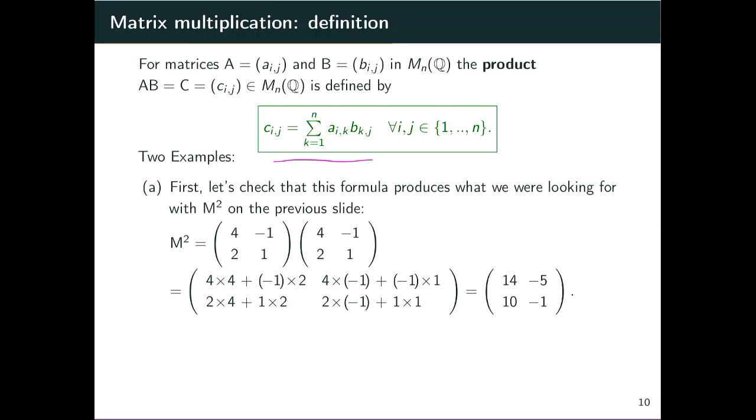For the second row, first column entry, you take the second row and multiply it in some sense with the first column in the second matrix. So we get 2 times 4 plus 1 times 2. And then for the last entry, we've got 2 times -1 plus 1 times 1.